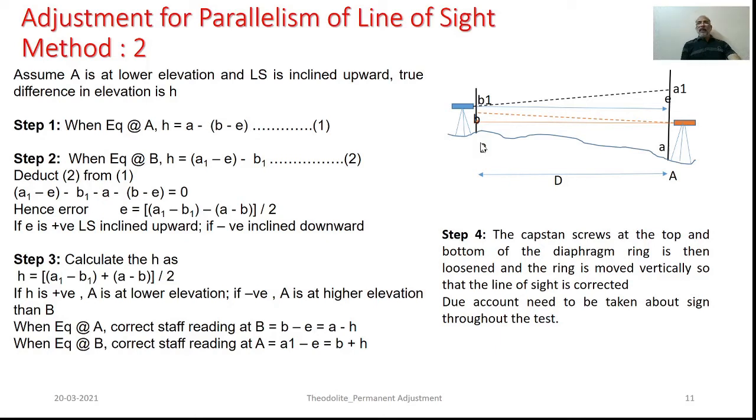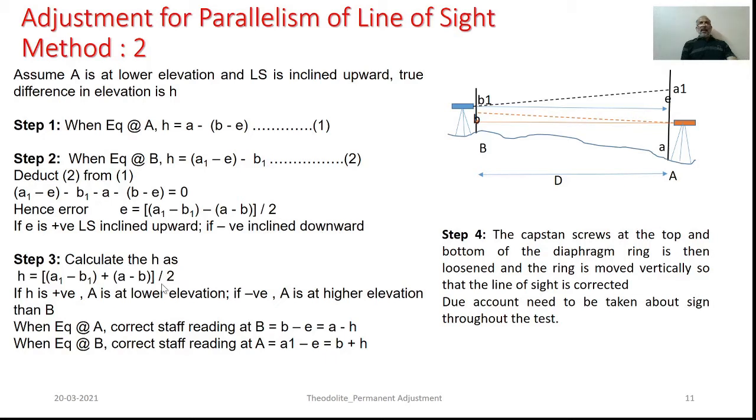Whereas, when the equipment is at station B, this true difference in elevation H must be equal to A1 minus E minus this B1. So, here this error component can be worked out by A1 minus B1 minus (A minus B) by 2. If E is positive, the line of sight is inclined upward, and if it is negative, the line of sight should be inclined in the downward manner.